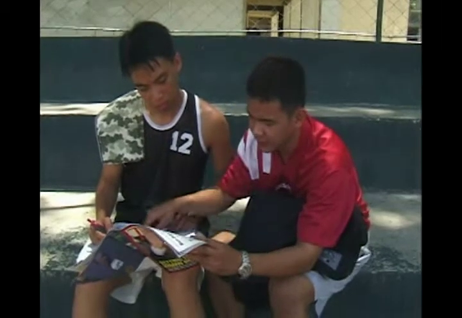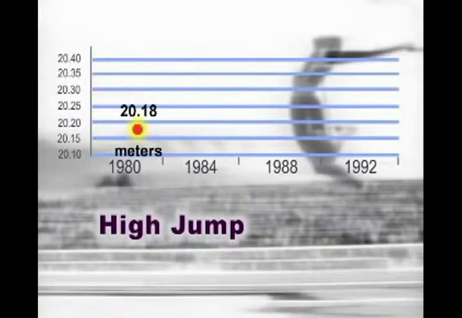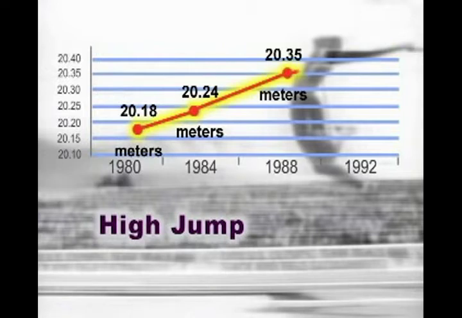Here, let's make a line graph of the records in my high jump. In 1980, I jumped 20.18 meters. 1984, 20.24. 1988, 20.35. And in 1992, I reached my goal of 20.40 meters.